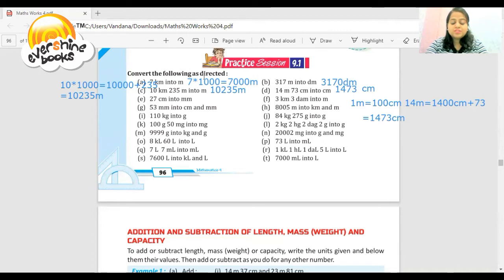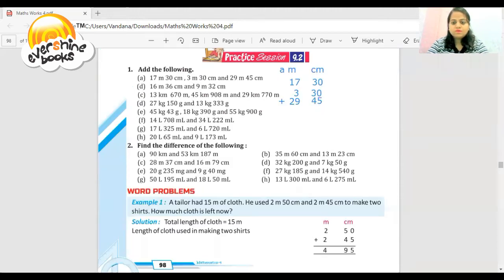Now students, it's your interesting sheet. So just do these remaining sums in your notebook. Okay, students? Yes. Now students, it's your exercise 9.2. You have to do the addition first, then after differences.